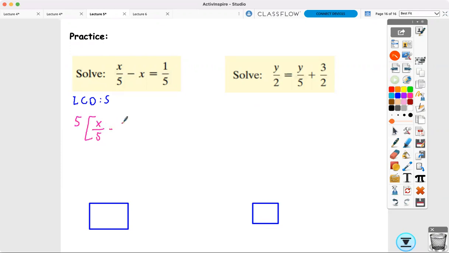How many arrows should there be when you're distributing that 5 to the equation? 3. There should be 3. You should be multiplying this 5 to all the terms in the equation from the left side and the right side. So when we do that, we get 5 times x over 5 minus 5 times x equals 5 times 1 over 5. What happens to the 5s with the first fraction?